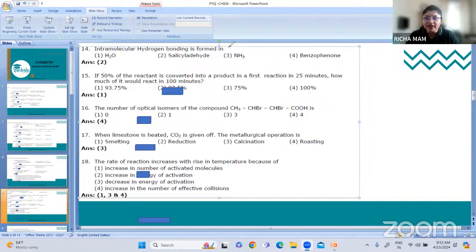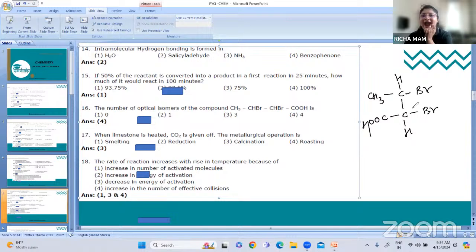So the number of optical isomers of the compound CH3, CHBr, CHBr, COOH is. So the compound is CH3, CHBr, CHBr, COOH. If I write like this, one CH3, CHBr, then CHBr, COOH. How many optical isomers are possible in this?